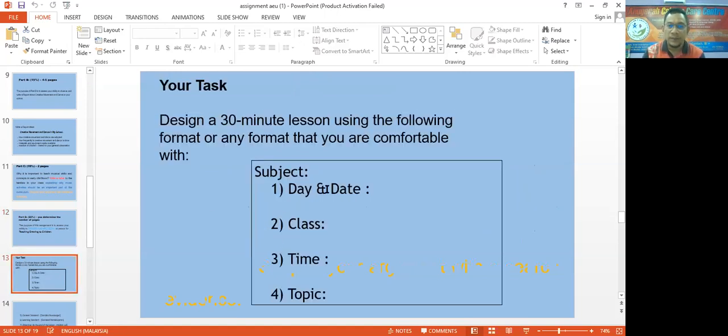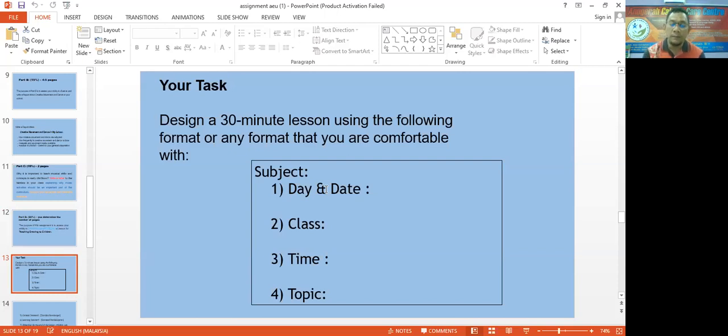Your task is to design about a 30-minute lesson using the following format. Use this format or any format. If you have a more suitable format, it's up to you. You can use your own school format, it doesn't matter. This format is only the basic format, and it's up to you whether you want to choose it or not, as long as you're comfortable with any format.